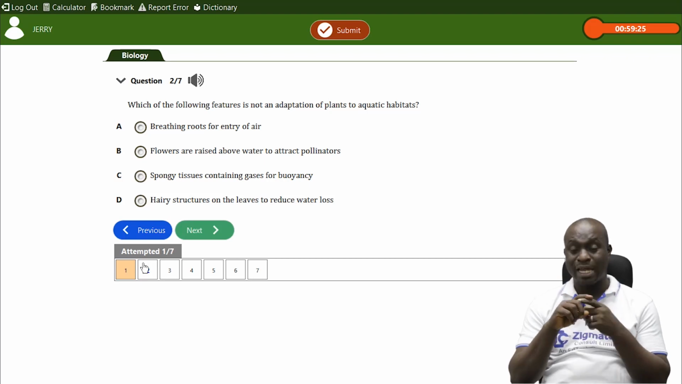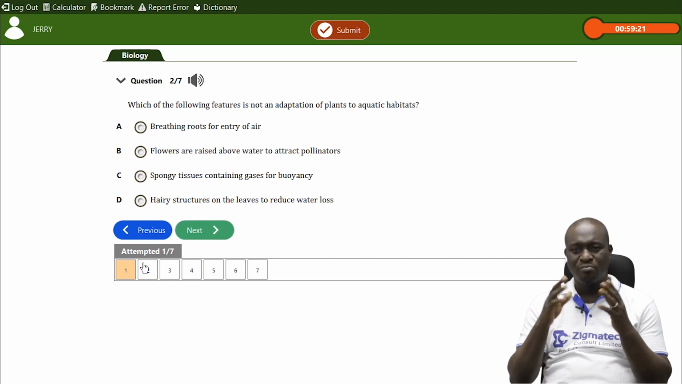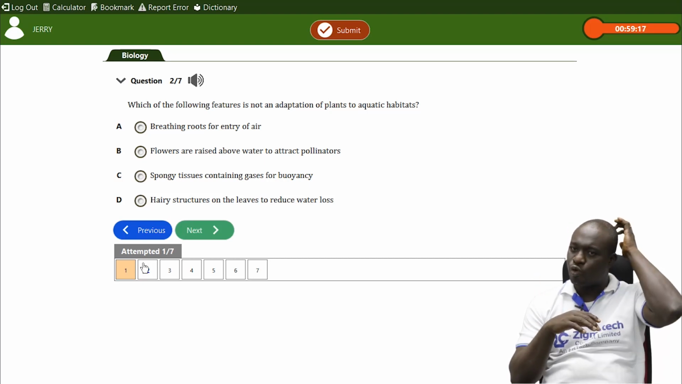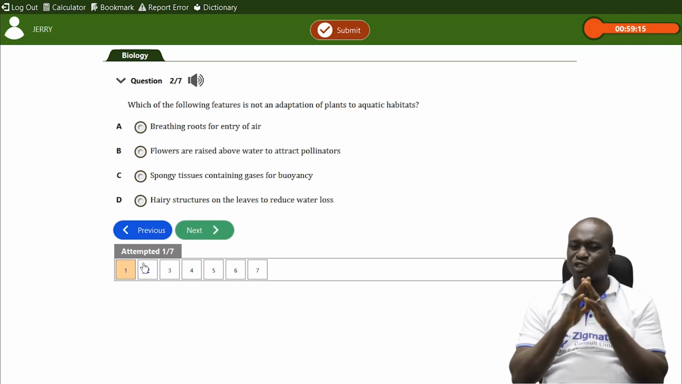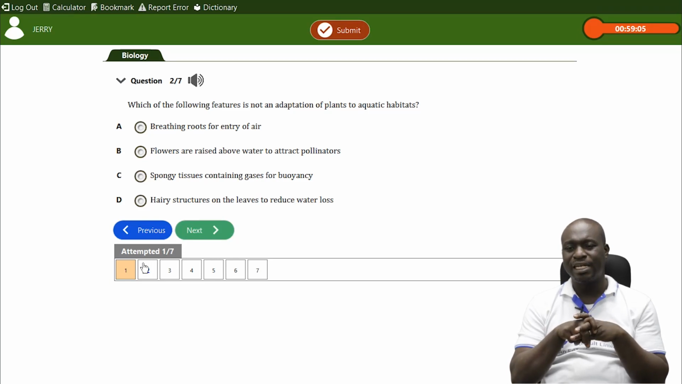Option A says, breathing roots for entry of air. Of course, it is there. B says, flowers are raised above water to attract pollinators. Very correct. C says spongy tissues containing gases for buoyancy. Very correct. And D says hairy structures on the leaves to reduce water loss.